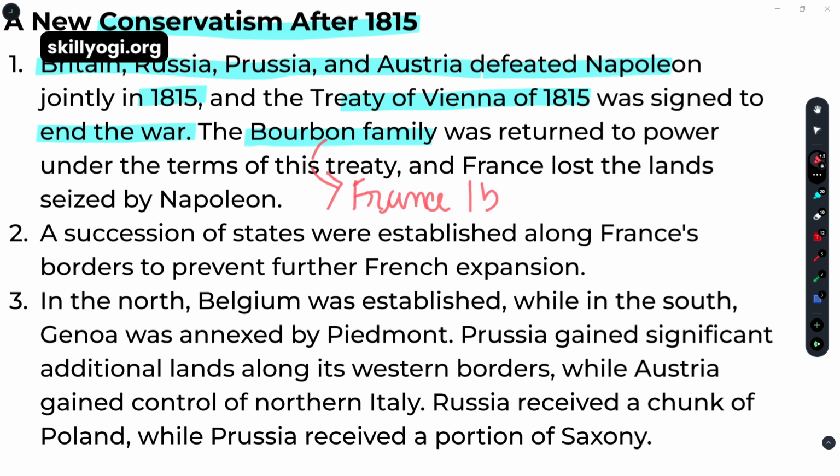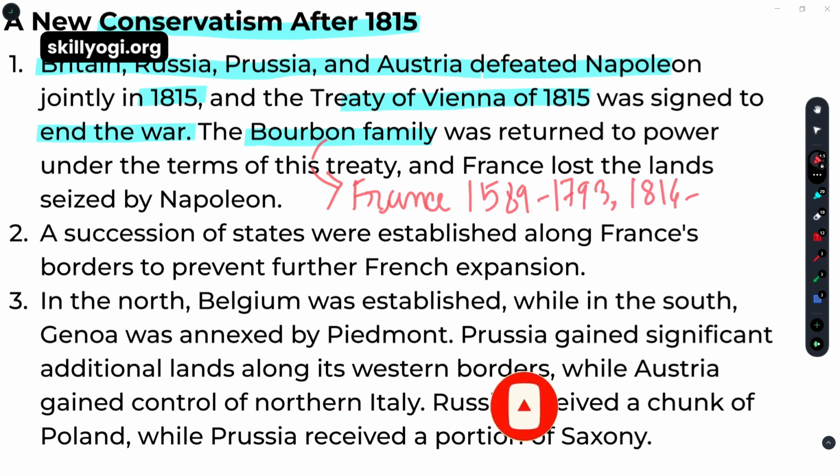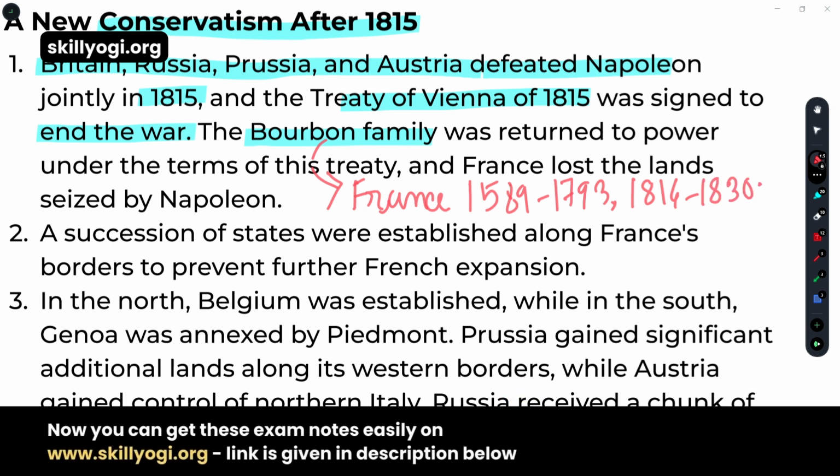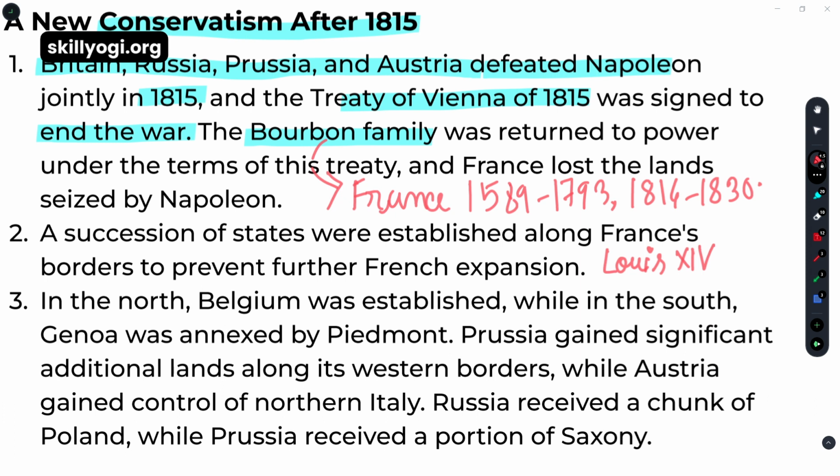From 1589 to 1793 and 1814 to 1813. This is the time period of the Bourbon family. They created an absolute monarchy that reached its zenith under Louis XVI. Who was the king of the Bourbon family? Louis XVI, not Louis XV. And he was overthrown during his reign. So Louis XVI was the last king of the Bourbon family. Okay, that was the identity of this family.